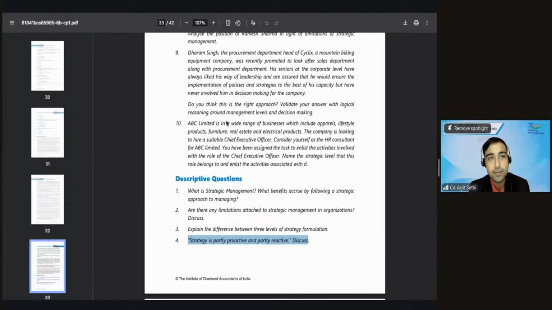Yeah, I guess the 3 to 4 lines should be about the proactive part, and the other 3 to 4 lines should be about the reactive part, for a 5 mark answer. Okay. Maybe like 10 or 15 lines. Awesome. How about if you add an example as well?